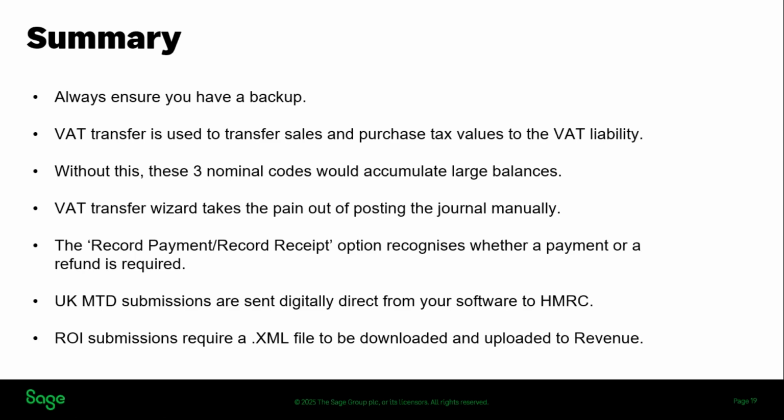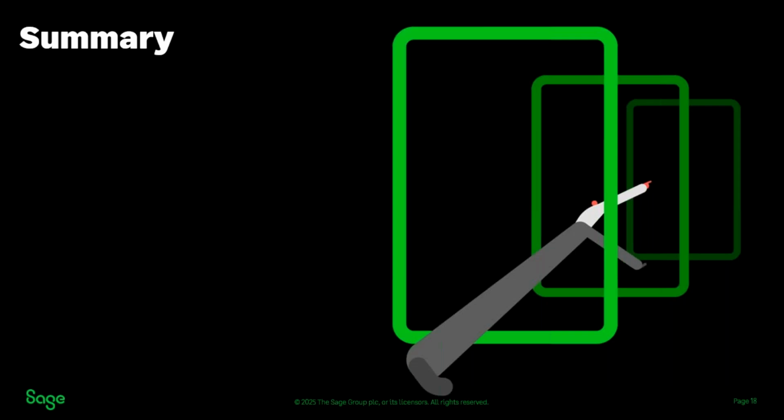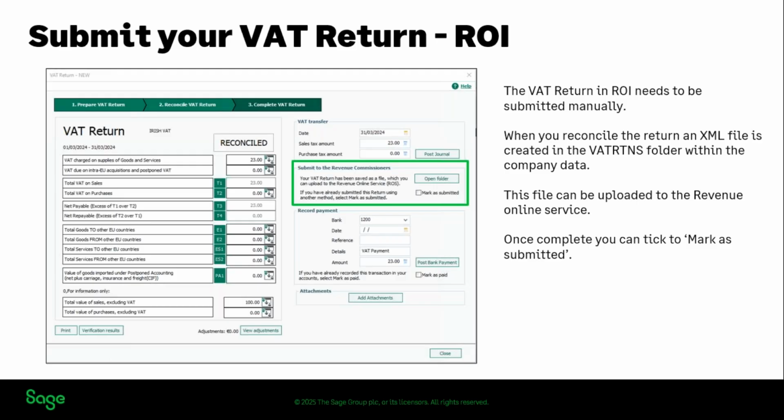Next, UK submissions are sent digitally through the software to HMRC. And Republic of Ireland, it's that XML file, okay? That XML file needs to be downloaded and uploaded to Revenue. So I'll just take this opportunity to pop back to that slide just to recap that if it was missed. So in Republic of Ireland, rather than submit online, over here you've got the option to open folder, which contains that file you need to upload to ROS.